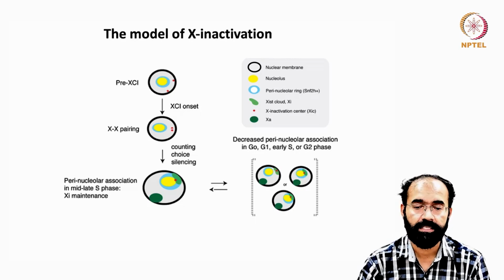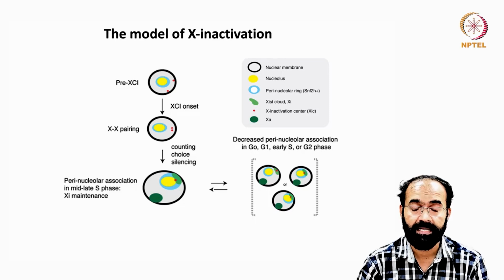So this is the key: the nuclear membrane is in black color, the blue color is the nucleus, and the yellow color is the nucleolus. These green color dots are the inactive X chromosome, the red color dot is the X inactivation center, and the green color oval shape is XA.